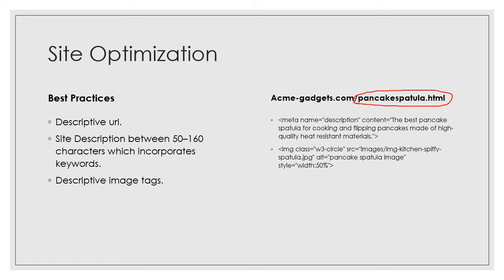The site description, I kept that between 50 and 160, and I utilized best pancake spatula, pancakes. I thought if I put flipping pancakes in the description, that would assist me. The image, I made sure to use kitchen and spatula along with an alt of pancake spatula image, hoping that would rank me higher.